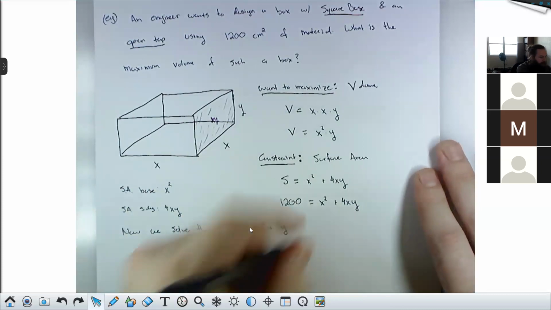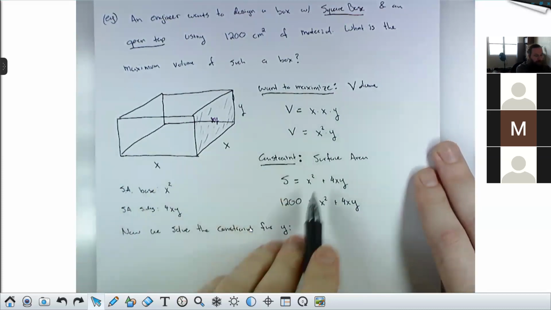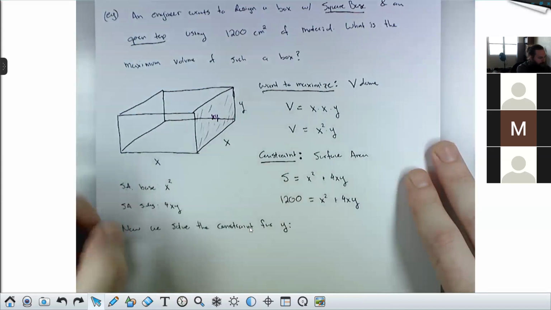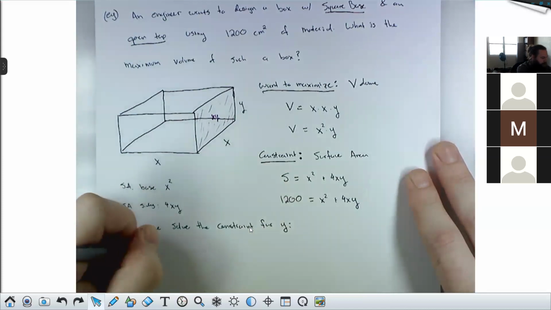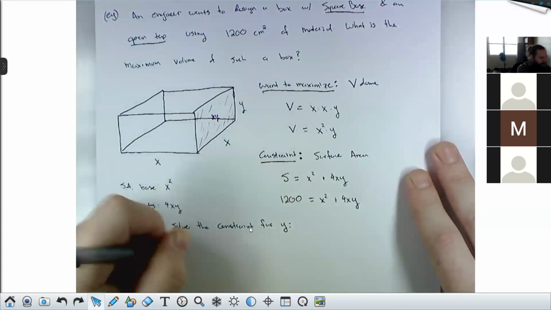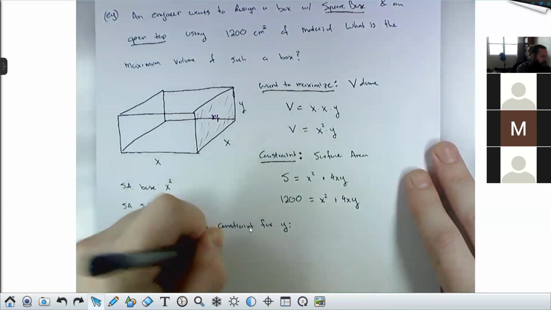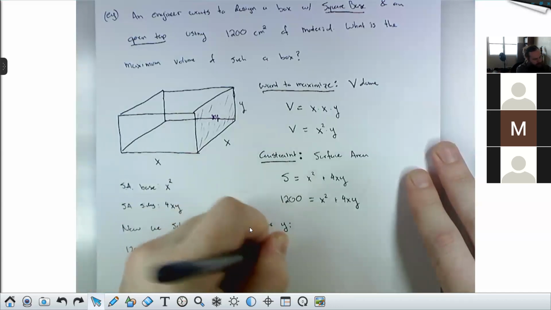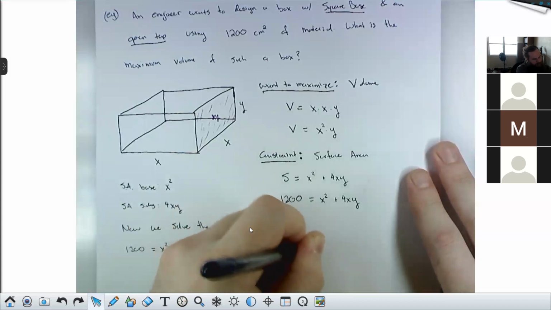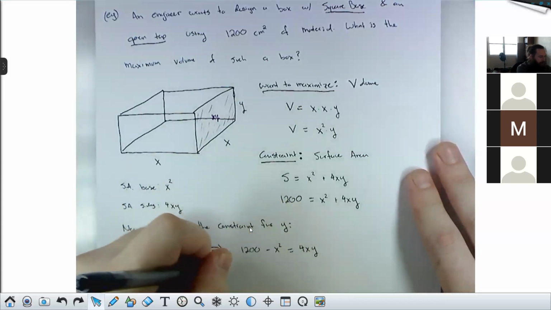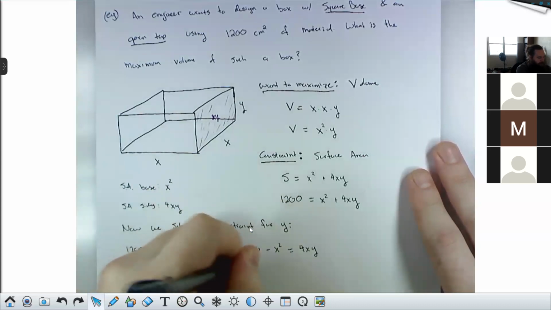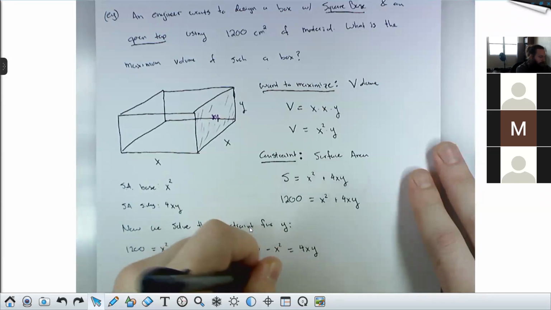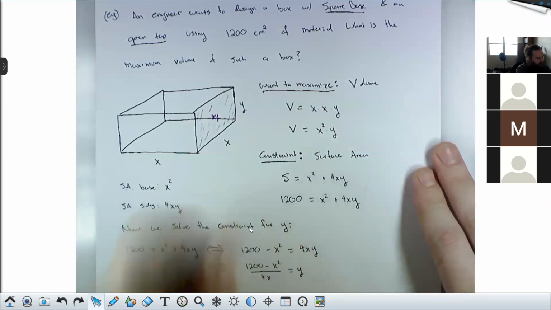That's correct, Luke. Yeah, if the top wasn't open, we would have 2x squared plus 4xy. So if I solve this for y, that's 1200 equals x squared plus 4xy. I'll start by subtracting x squared from both sides. And then I would divide both sides by 4x. So I get 1200 minus x squared all over 4x is equal to y.